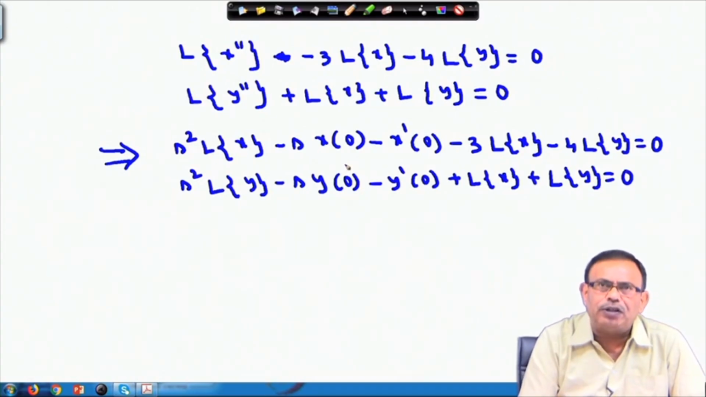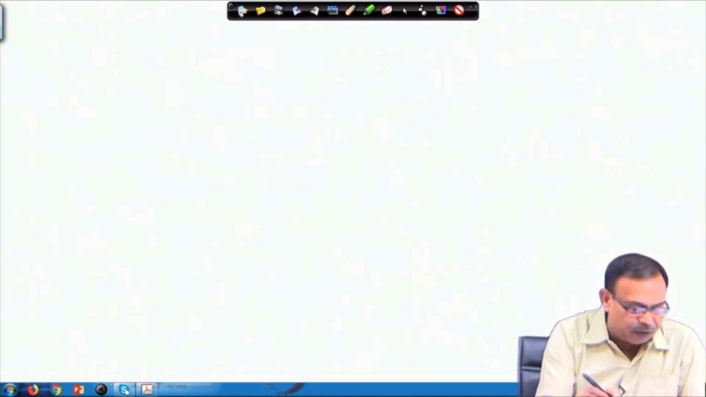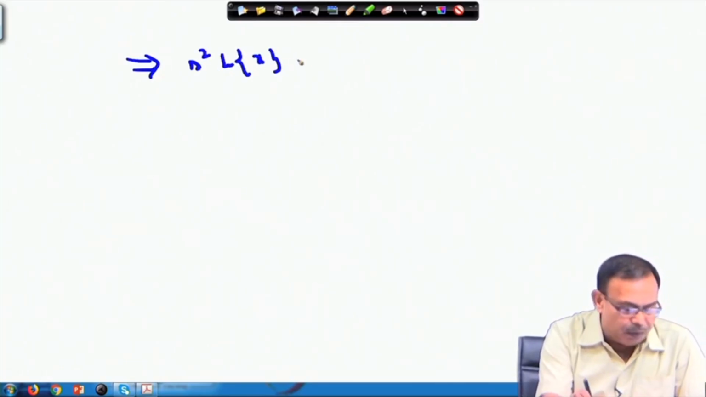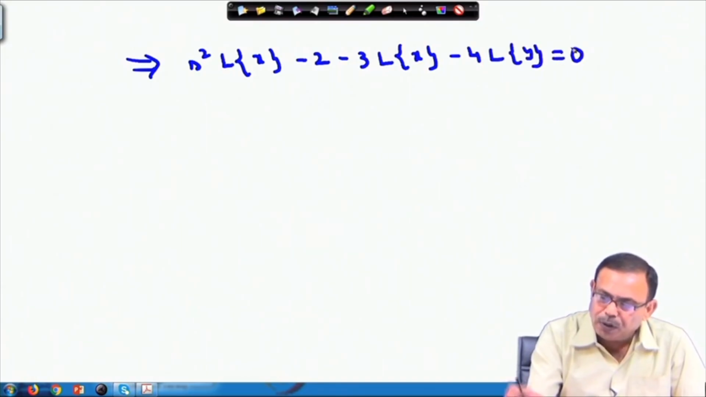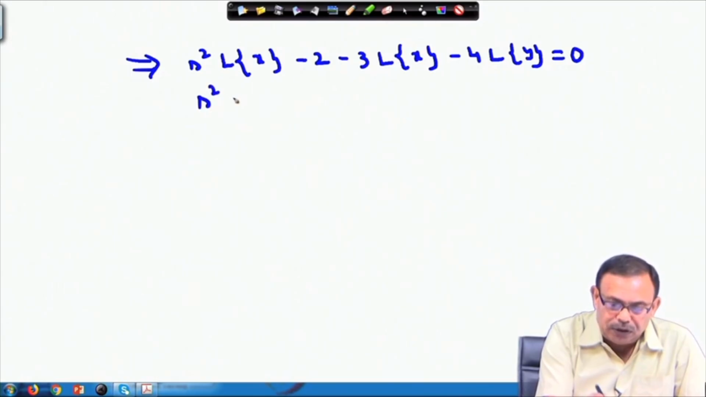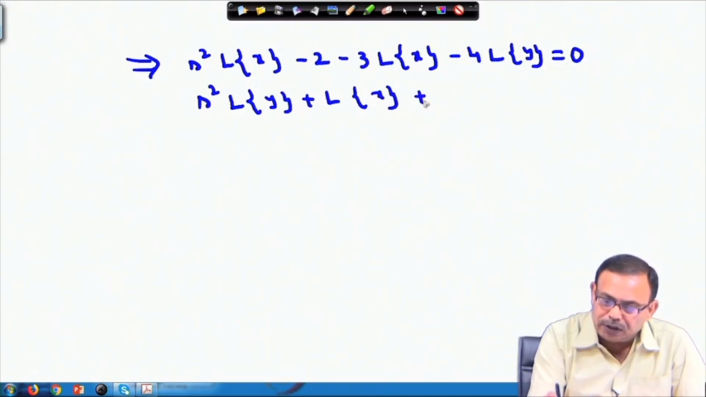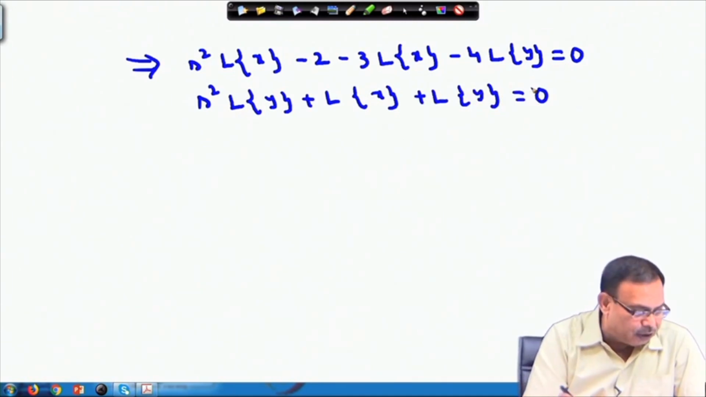Now, we know the values of x(0), x dash(0), y(0) and y dash(0). Since we know these values, let us substitute them, and by substitution I will obtain the next set of equations. That is, s square into Laplace transform of x minus 2 minus 3 into Laplace transform of x minus 4 into Laplace transform of y equals 0. This is the first one. The second one will be s square into Laplace transform of y plus Laplace transform of x plus Laplace transform of y, this is equal to 0.